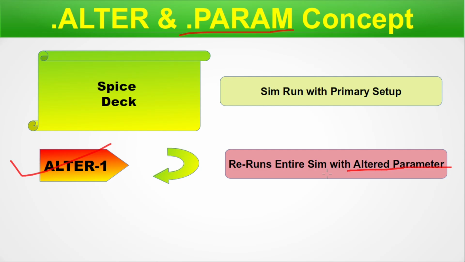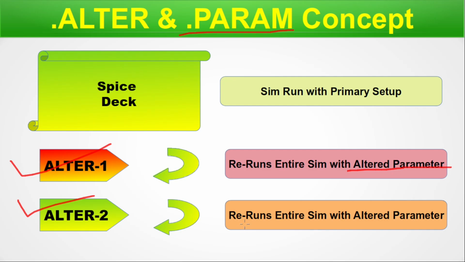However, you will see this alter philosophy is not only limited to the parameter, but it is extended to many other features of spice. Again, we have the second set of values with which we want to run, that is with the alter 2. And what will happen? The simulation will rerun the entire process with the altered parameter. So we have some value here and we have some value here.